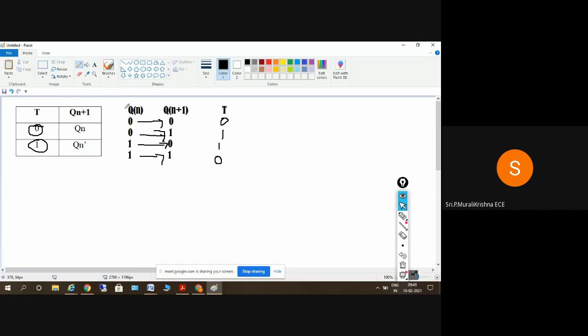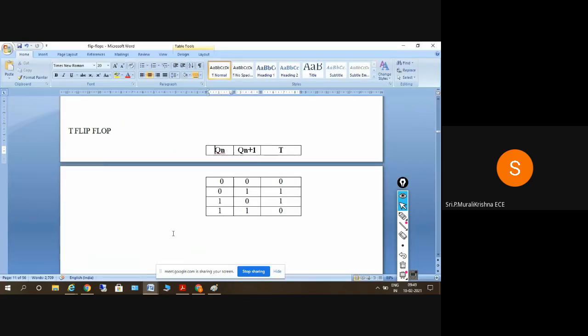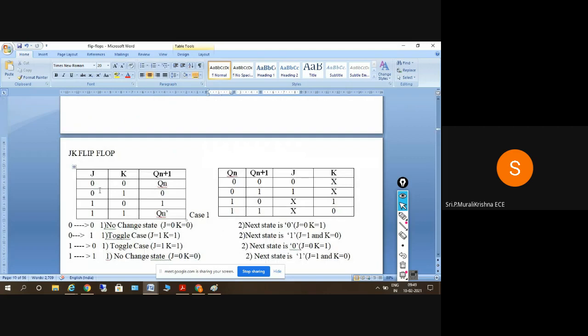Clear? Okay. Next, what we'll see here is the JK flip flop. Okay. So there is the truth table of JK flip flop, you can see from here only. 0 0 gives Q of n. So it's just like SR flip flop, but for 1 1 we will be having Q of n bar here. Okay, so Q of n bar.